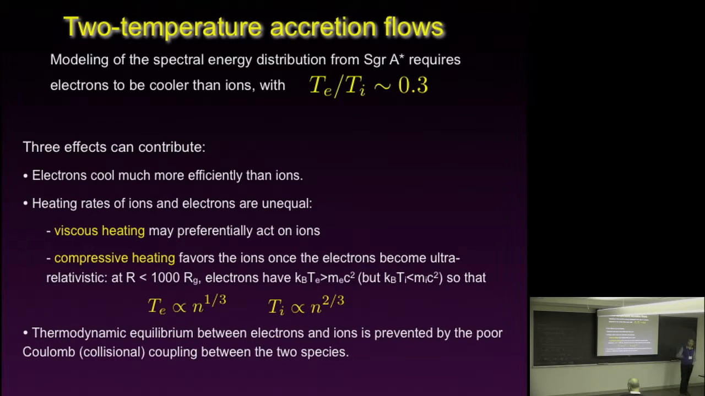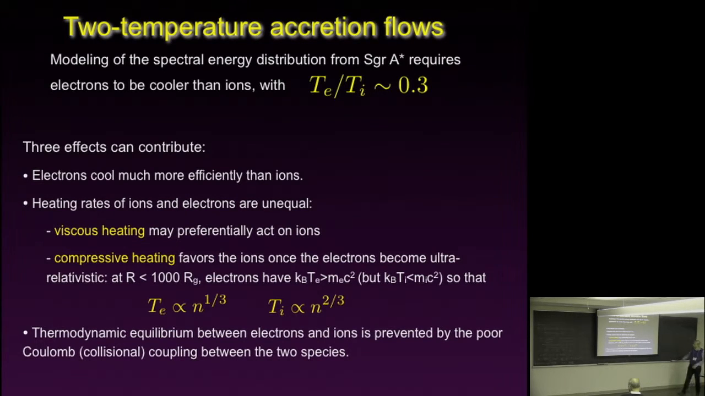The electrons within 1,000 gravitational radii are becoming marginally relativistic, so they're changing their adiabatic index. The ions are still non-relativistic, and this implies that the electron temperature will grow like density to the one-third, the ion temperature like density to the two-thirds, just a different equation of state.